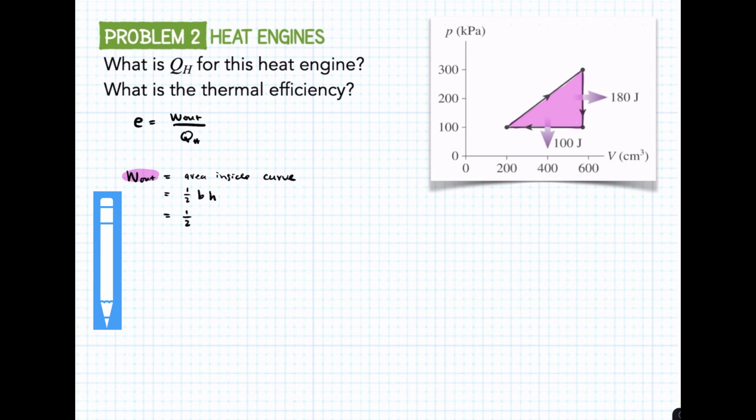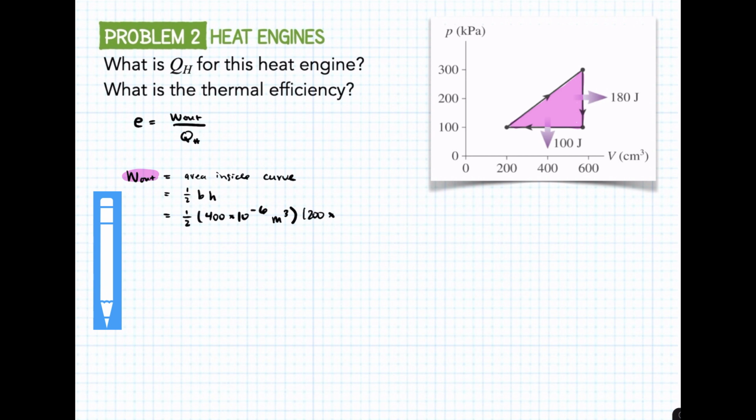So there's a conversion that we have to do. Remember, if you have centimeters cubed, that's 10 to the -6 meters cubed, because cubing things creates a lot of stuff. So that's going to be 400 times 10 to the -6 meters cubed, because we need this in meters cubed. And then our height is going to be from here to here, so that's going to be 200.